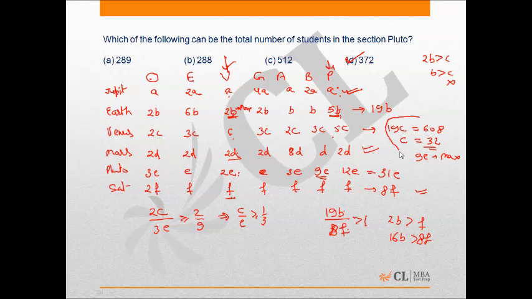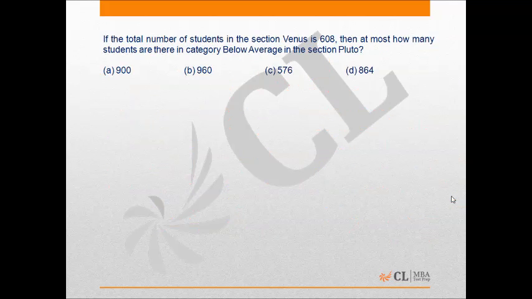Now I know that from this case C upon E is more than or equal to 1 by 3. So this gives you 32 upon E is more than or equal to 1 by 3, or E is definitely less than or equal to 96. So the maximum value of 9E will be when E equals 96. That means the maximum value will be 9 times 96, which is 864. So the correct option is 864, option D.